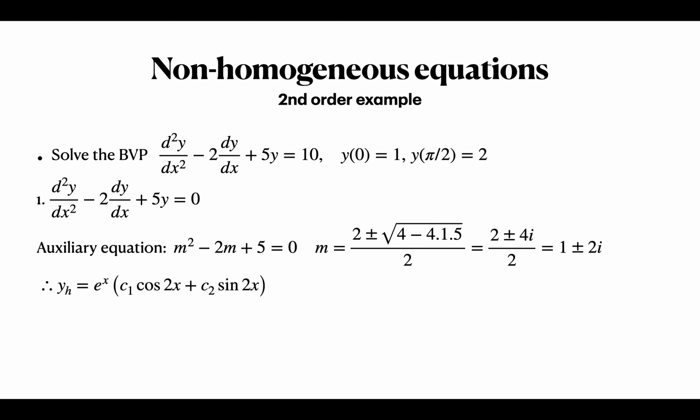So I get yh is equal to exponential x times c1 cos 2x plus c2 sine 2x. And be careful with the variable there. It's not t in this case, it's x, so use x. Now, boys and girls, that's step 1.